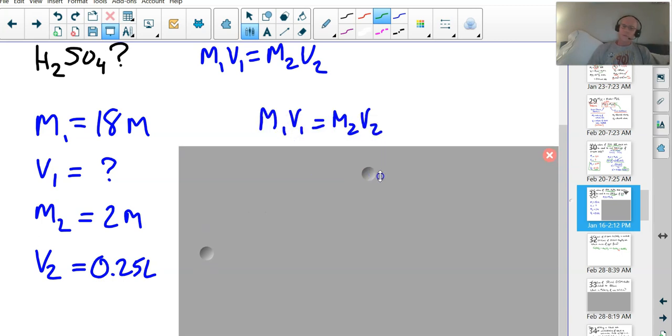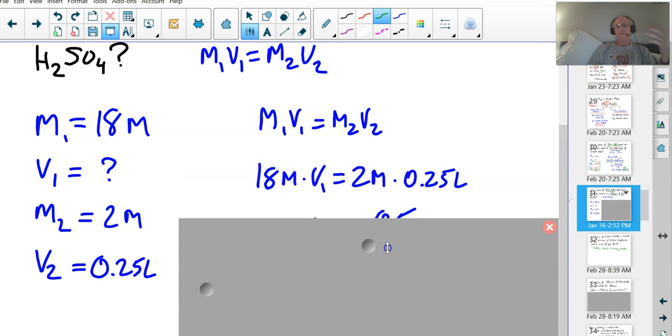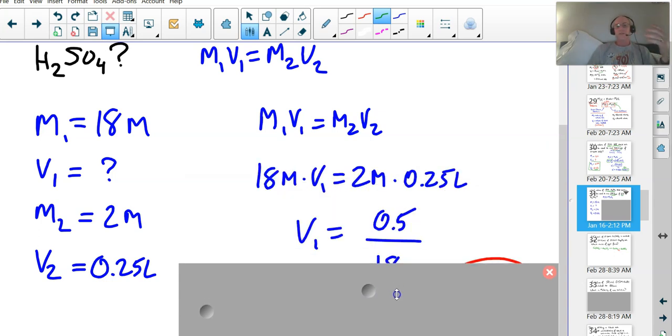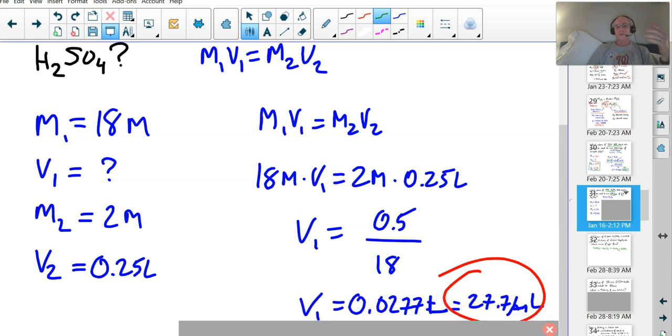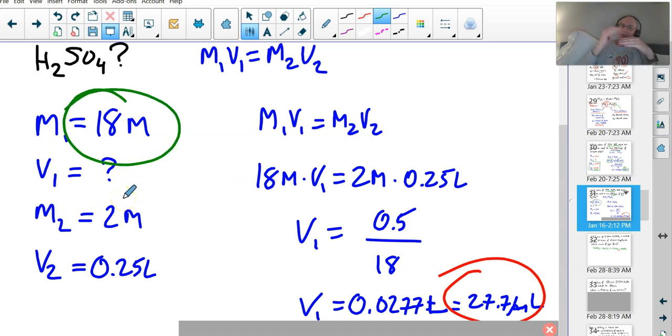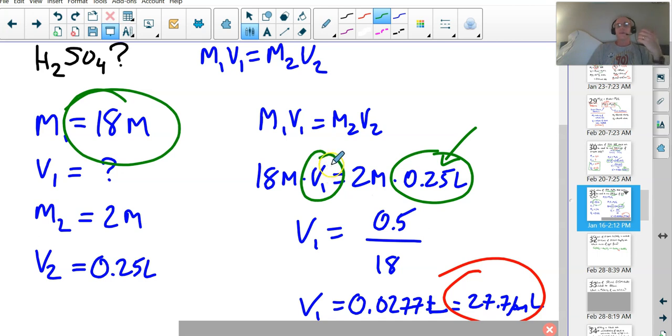M1V1, number of moles before, is equal to number of moles after. We throw the numbers in, and we solve for the initial volume, which is what? 27.7 milliliters. So again, I would take 27.7 milliliters of that initial sulfuric acid with this high concentration, 18 molar, and I would dilute that up to 250 mils using water, because that's my final conditions. And my final volume is what we wanted to solve for here.